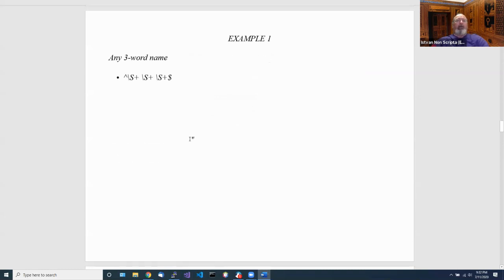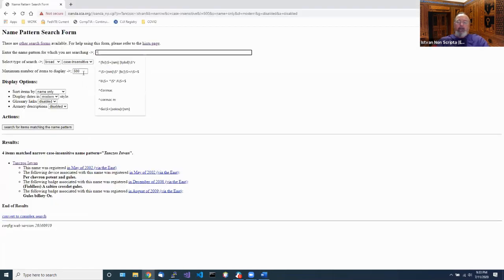So let's do an example. Any three-word name. Start of the record. Any number of any non-space character. A space. Any number of, I'm sorry, 3 elements. Any number of non-space characters, space, any number of non-space characters, space, any number of non-space characters, end of record. We are not adding IPA. So, come on, this was supposed to be a link. Let's try it.